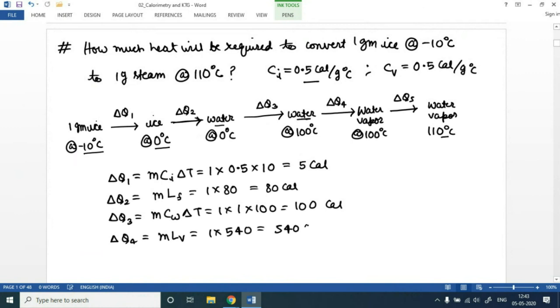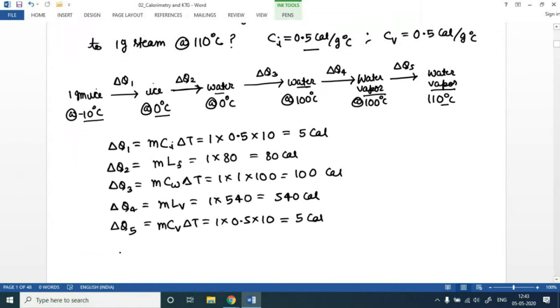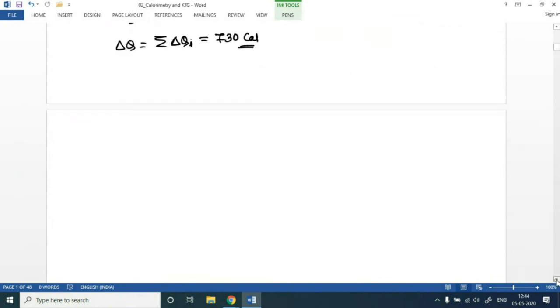So that got to be 540 calorie over here, and delta Q5 over here would be simply the heat required to change the temperature of water vapor from 100 degrees Celsius to 110 degrees Celsius. So again, m times specific heat capacity of water vapor into delta T. So 1 into 0.5 into delta T, that is 10. So that would be simply 5 calorie. So net heat required here, you should realize, would be the sum of all these heat exchanges. Okay, so that would be shown graphically here.